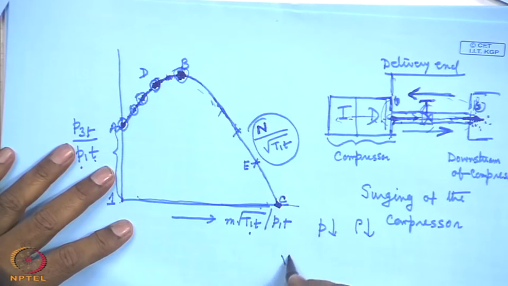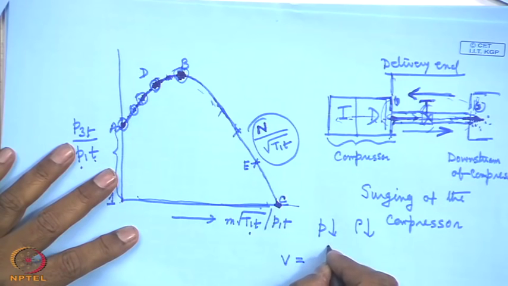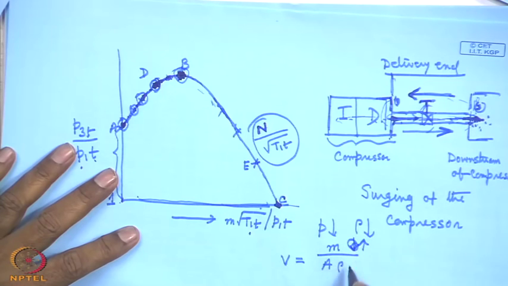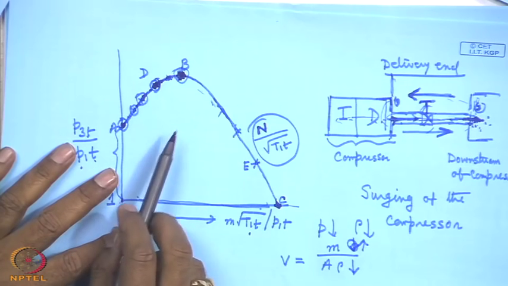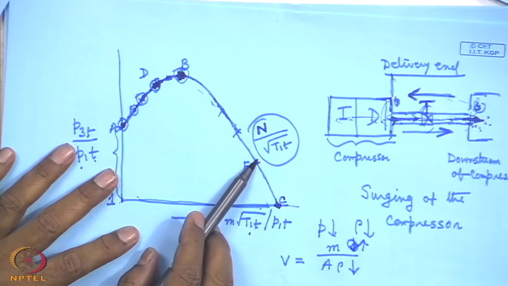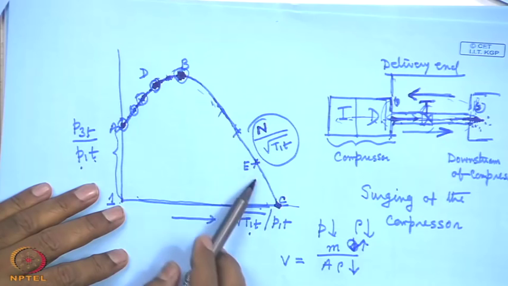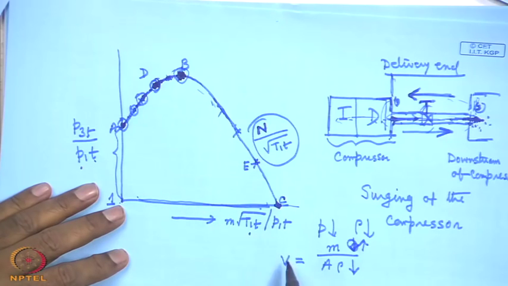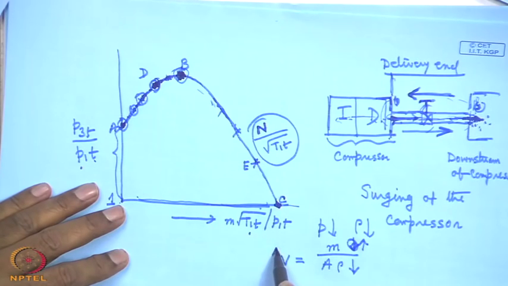Now velocity of flow is proportional to mass flow rate divided by area into rho. So with an increase in the mass flow rate comes a decrease in the density, because of the decrease in the pressure. Because you see, increase in mass flow rate is associated with decrease in pressure, with the negative slope part, this part makes a huge increase in flow velocity.